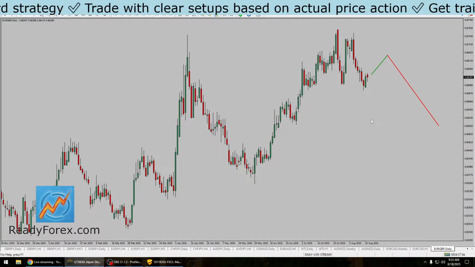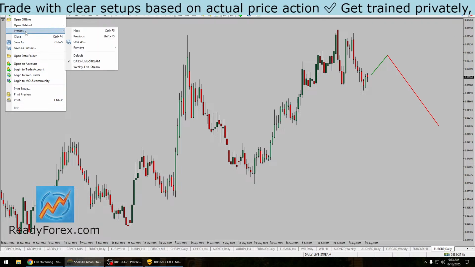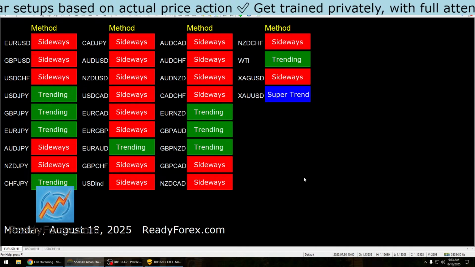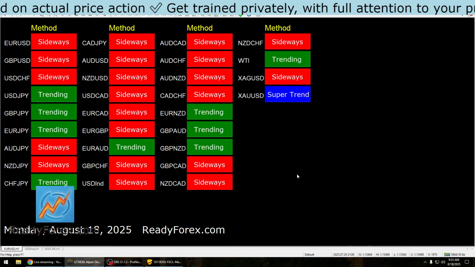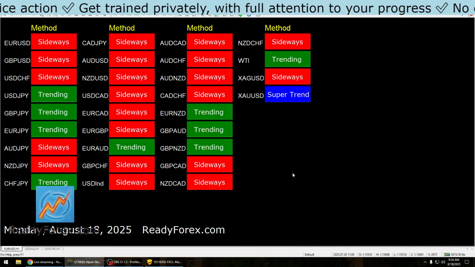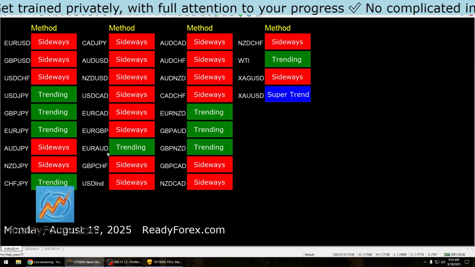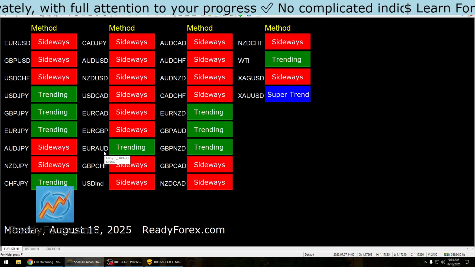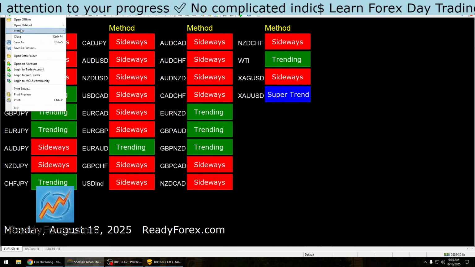Okay, let me go back to the radar screen again, see what's going on. Any other interesting currency pair? AUD and NZD sideways, not much interested to trade that pair. Euro AUD is trending. Okay, let's check out the Euro AUD.